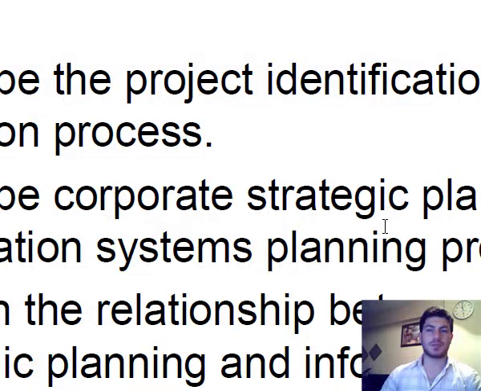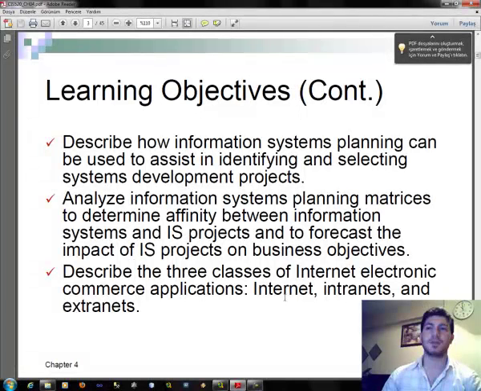First of all, learning objectives are: describe the project identification and selection process; describe corporate strategic planning and information systems planning process; explain the relationship between corporate strategic planning and information systems planning; describe how information systems planning can be used to assist in identifying and selecting systems development projects; analyze information systems planning matrices to determine affinity between information systems and IS projects and to forecast the impact of IS projects on business objectives; describe the three classes of Internet electronic commerce applications: Internet, intranets, and extranets.